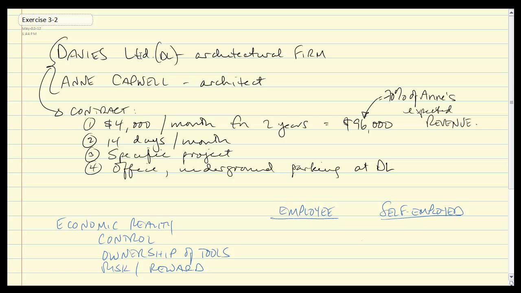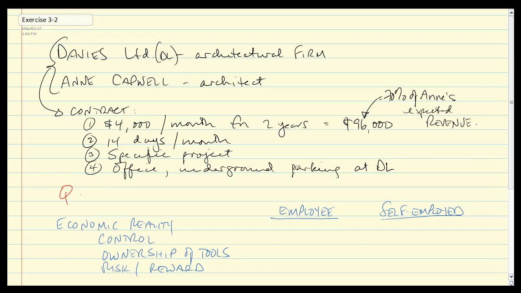This is exercise 3-2, from chapter 3, exercise 2 of Beam, Laken, and Barnett. My scanner is not working right now, so I've written out the facts of the case here, at least the ones that I see as relevant. You can go to your textbook and read the actual preamble, but what I've done is pulled out the relevant facts here.